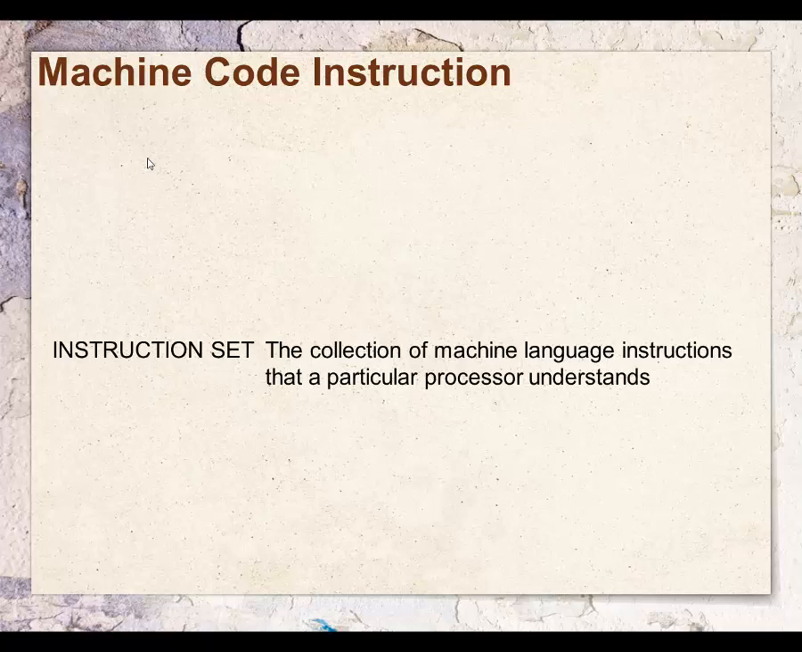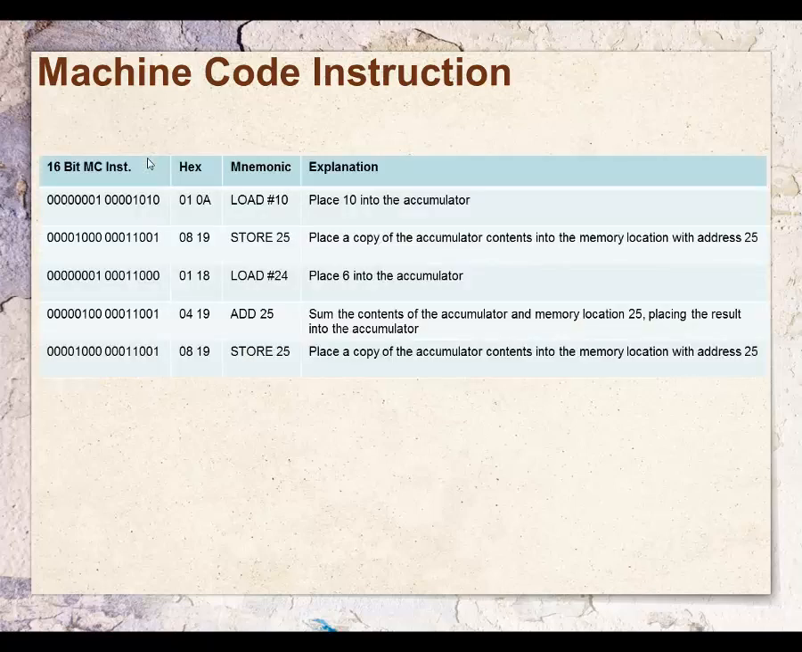Just have another look at that program. So we've got there the machine code instructions, the hex code, the mnemonic, and simply an explanation. So place 10 in the accumulator. Place a copy of what's in the accumulator in 25. Notice the accumulator doesn't get deleted. It's still got 10 in it at this stage.